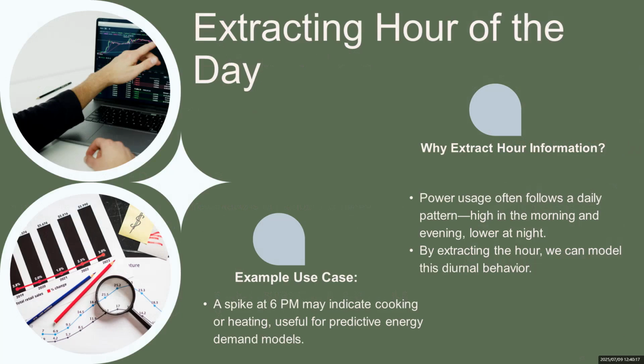Example use case: a spike at 6 p.m. may indicate cooking or heating, which is very useful for a predictive energy demand model. So by extracting hourly information, this can help us identify usage patterns and usage behavior during prediction. So this will help us identify at what hour of the day we have a spike in power usage.